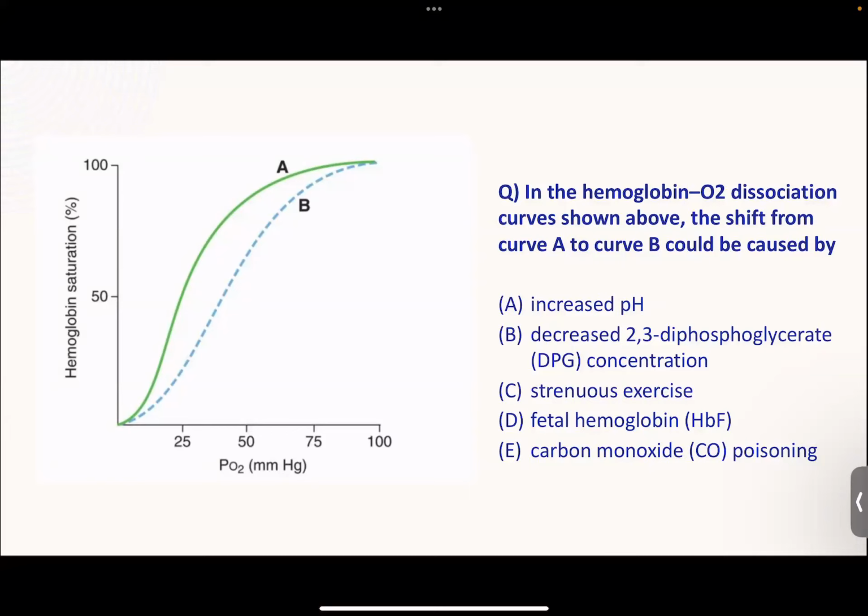Okay. Can anyone tell me why it's C? Yep, it will be increase in temperature. So the curve is going to shift to the right. Increased pH would go to the left. Decreased BPG would go to the left. Fetal hemoglobin would go to the left. And carbon monoxide, we know it has the little curve, the extra curve in the bottom, right?